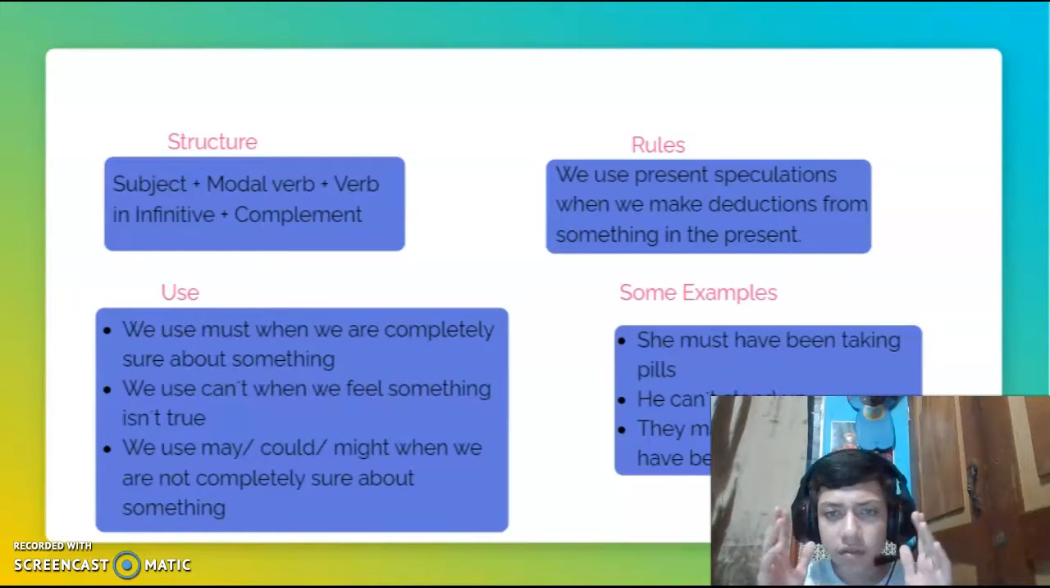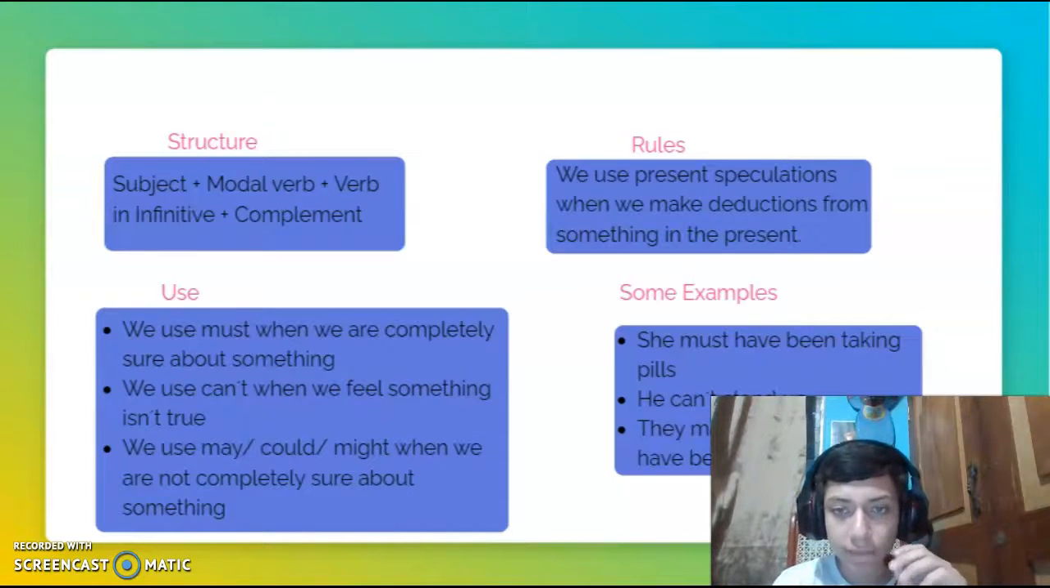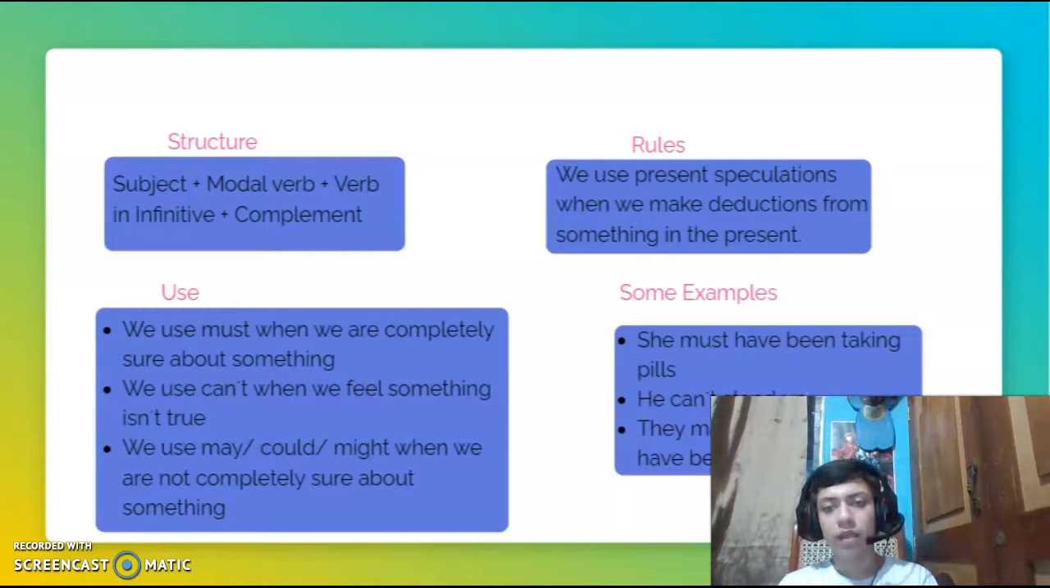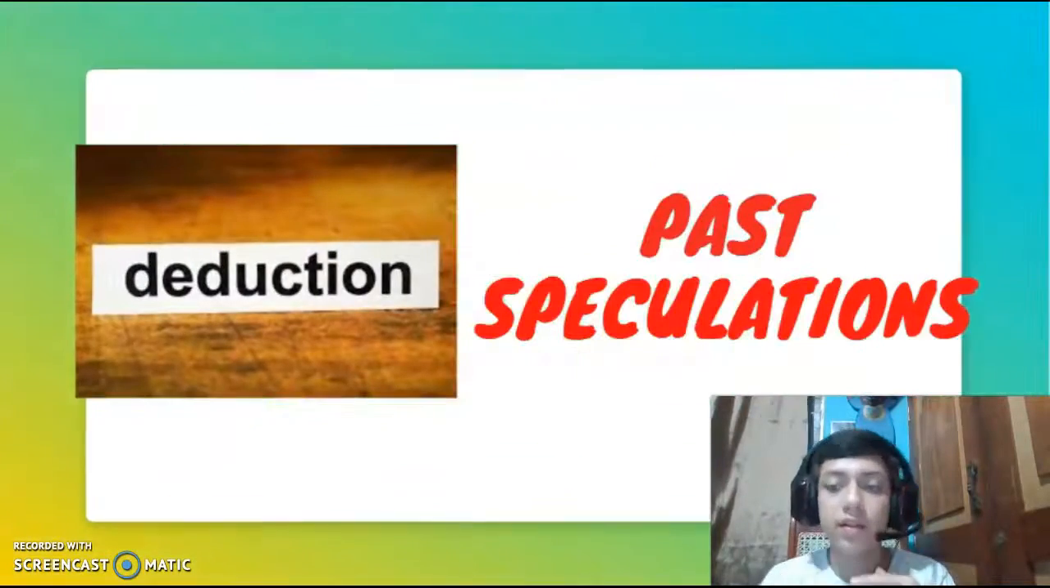And some examples to facilitate your learning: in the case of the word must, she must have been taking pills. In the case of can't, he can't stand up. And in the case of may, could, and might, let's say they may, or could, or might have been eating all the food. Now let's continue to the past speculations, shall we?